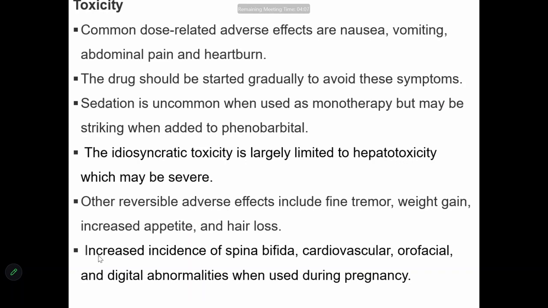Toxicity: mainly nausea and vomiting, which are direct effects. That can lead to abdominal pain and heartburn. So it should be avoided. To avoid this kind of symptoms, you just need to start with a very small dose and gradually step it up, titrating it against the seizure frequency. Sedation is quite uncommon.